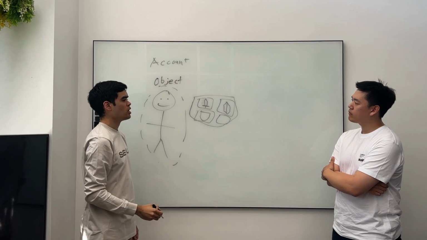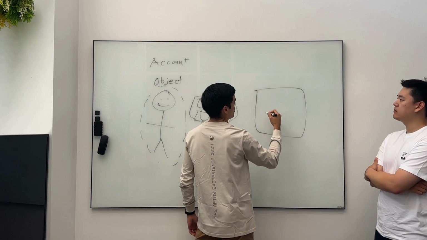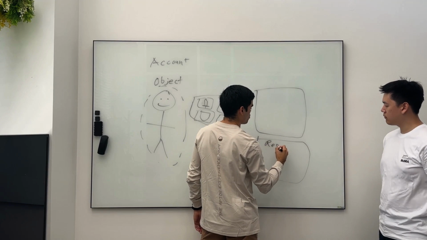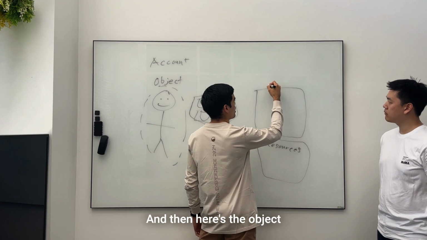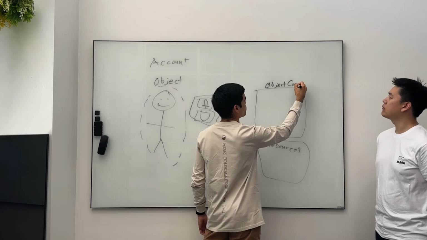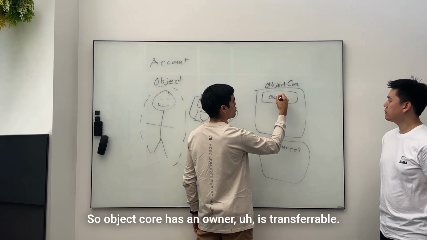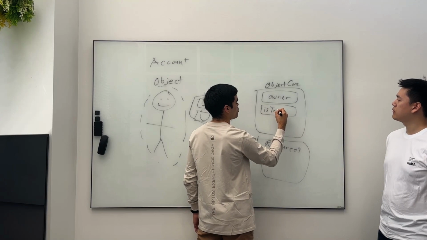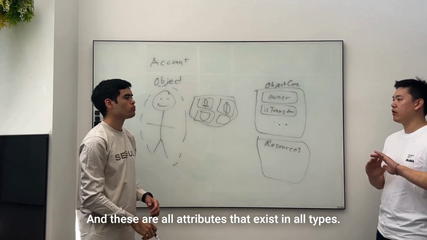An object has two parts. There's all the resources associated with the object, and then here's the object metadata, which we call object core. Object core has an owner, is transferable, and a couple other things. These are all attributes that exist in all objects.